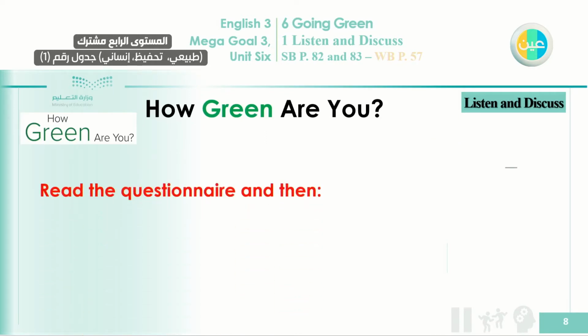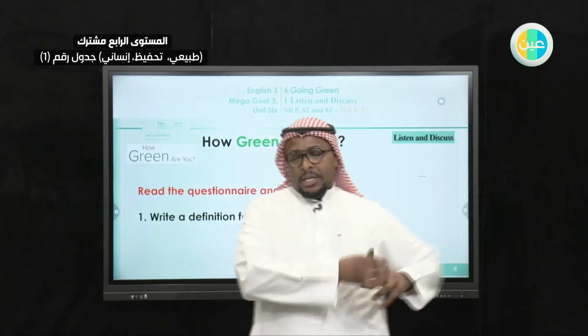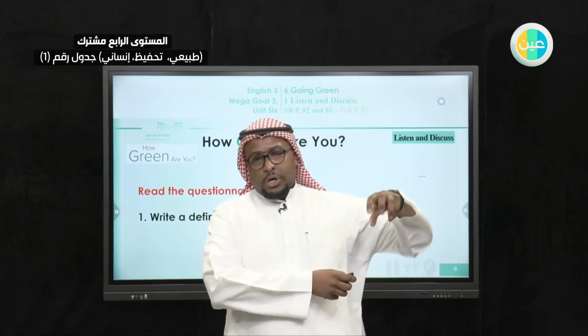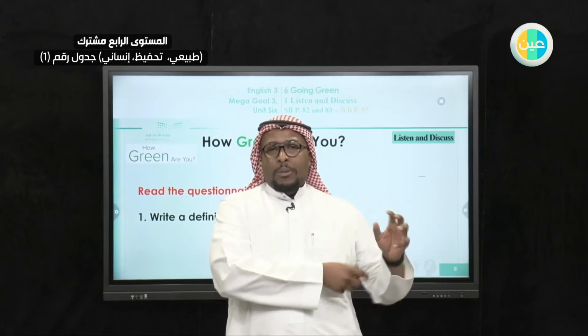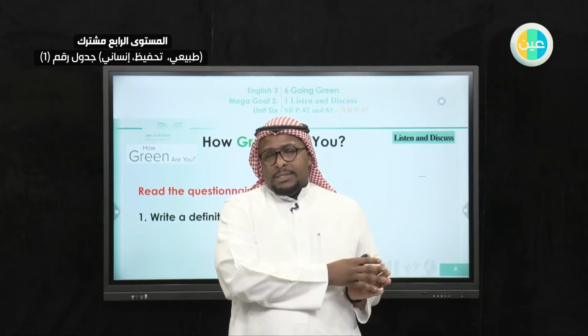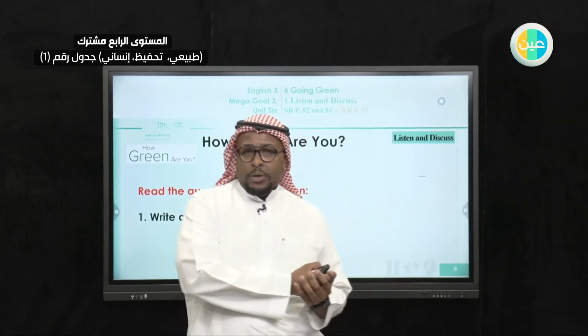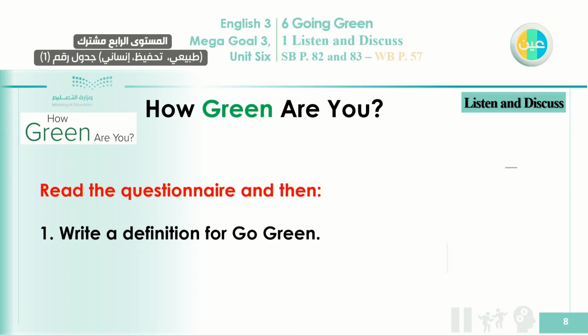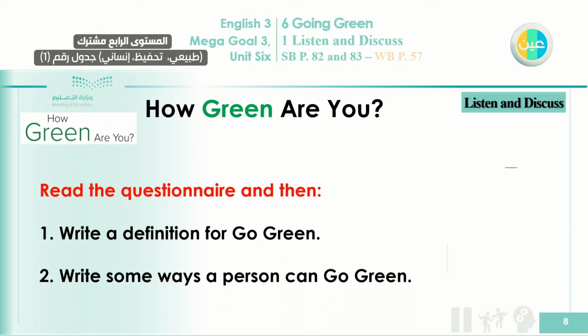So for now, guys, we'll have this part, which is how green are you? Of course, we'll read a questionnaire and listen to this questionnaire, and then at the end of this questionnaire, we'll score how green we are, and how aware we are of saving our environment or our earth. So read the questionnaire and then write a definition for go green. We discussed this earlier. We can go over other parts. Write some ways a person can go green.